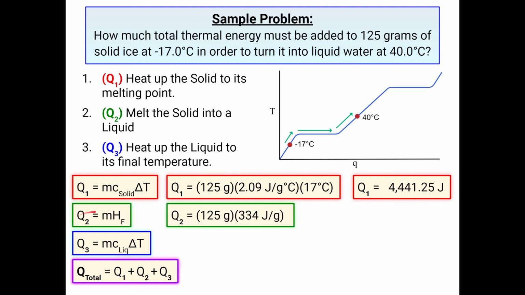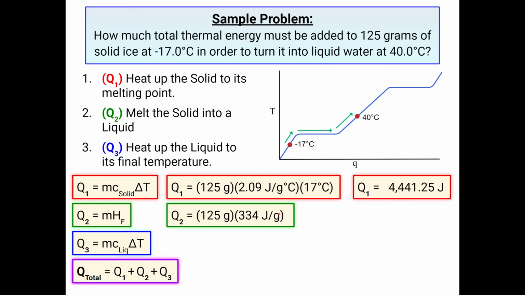The heat energy needed to melt the ice into water. M is still 125 grams because we're still talking about the same ice cube as before, so mass is not going to change here. And then the heat of fusion of ice, we would look up on a data table, and we'd find that it's 334 joules per gram.